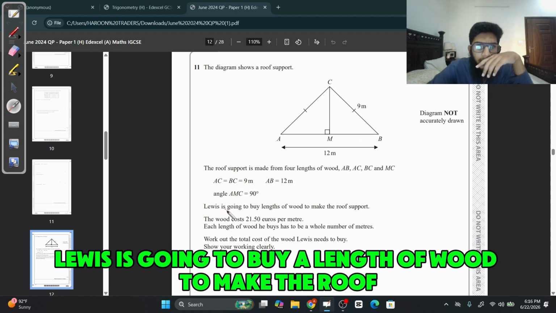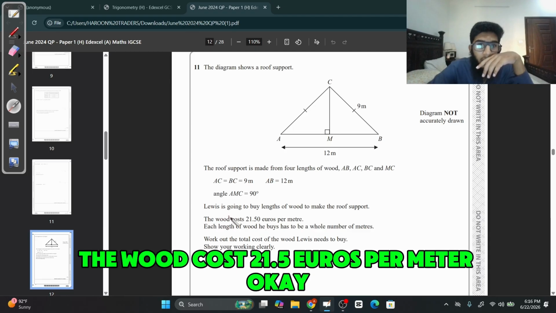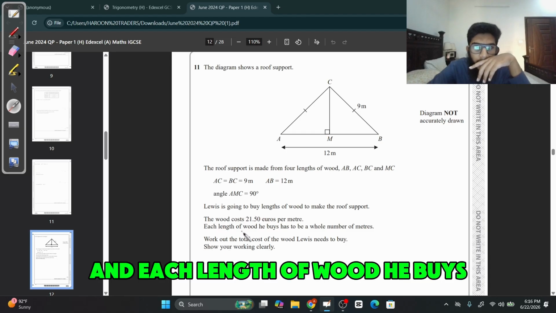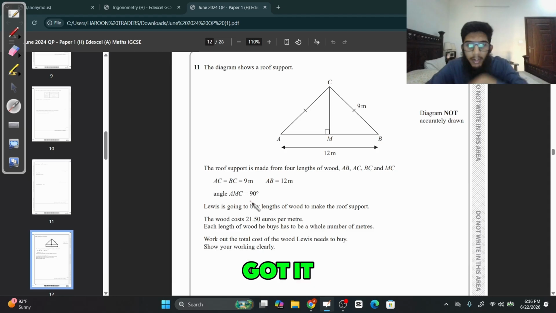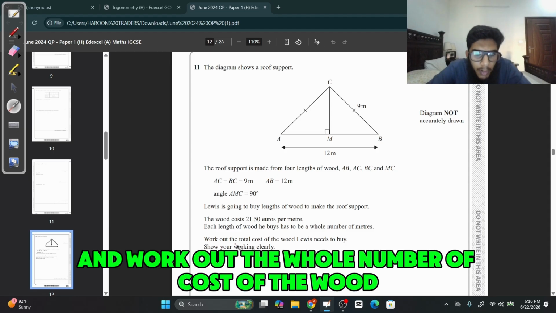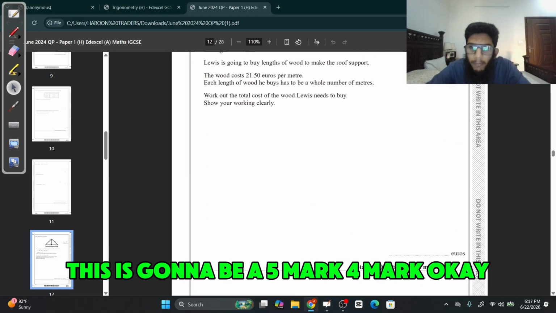Okay, Lewis is going to buy a length of wood to make the roof support. The wood costs 21.5 euros per meter, and each length of wood he buys has to be a whole number of meters. Got it? Work out the whole number cost of the wood Lewis needs to buy. Show your working clearly. Okay, this is going to be a 4 mark question.